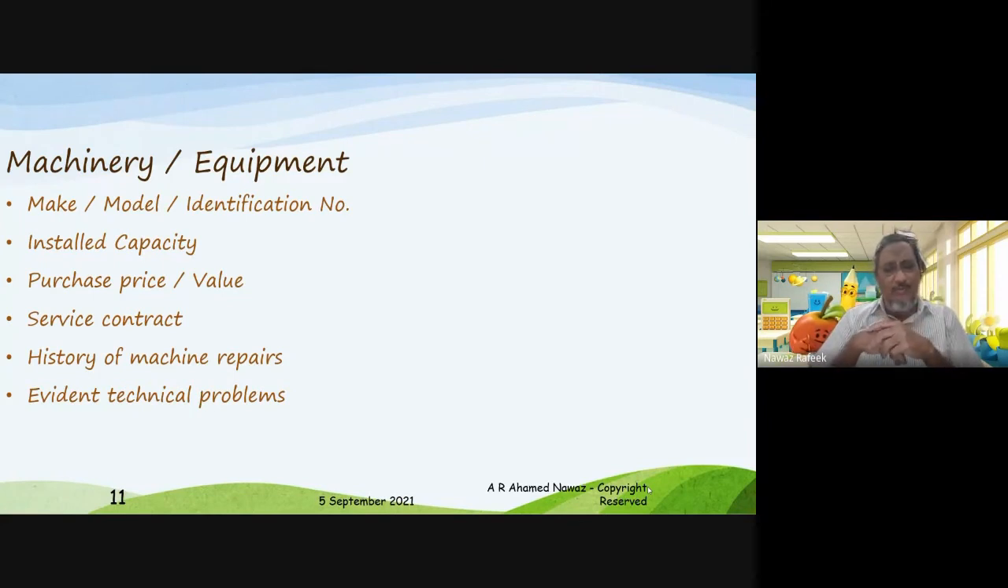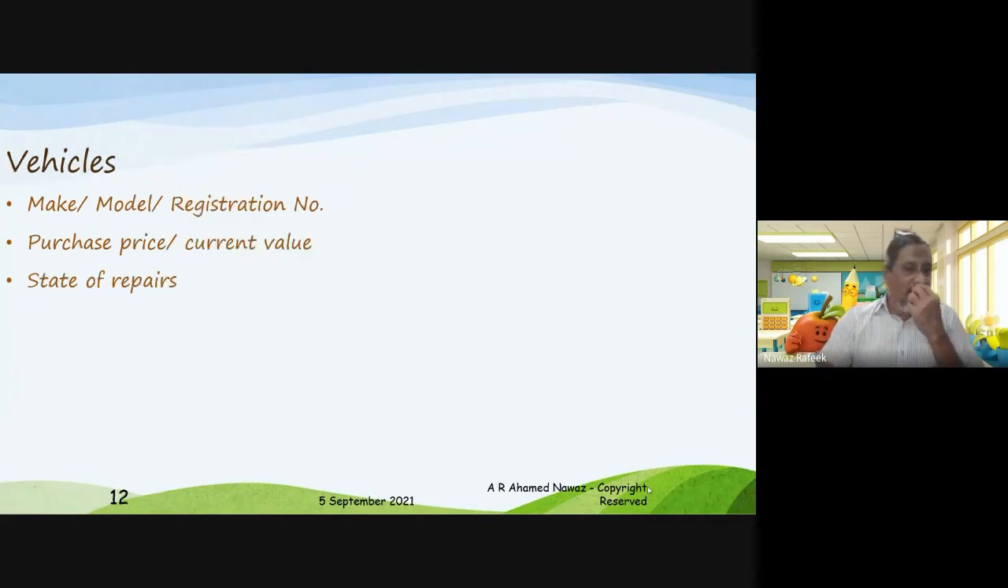Sometimes you may find that this happens most of the time. Whenever you report a technical problem within the warranty, they say there's something wrong with the user, that it was not used properly. They blame the user and try to avoid their responsibility. You can see this.